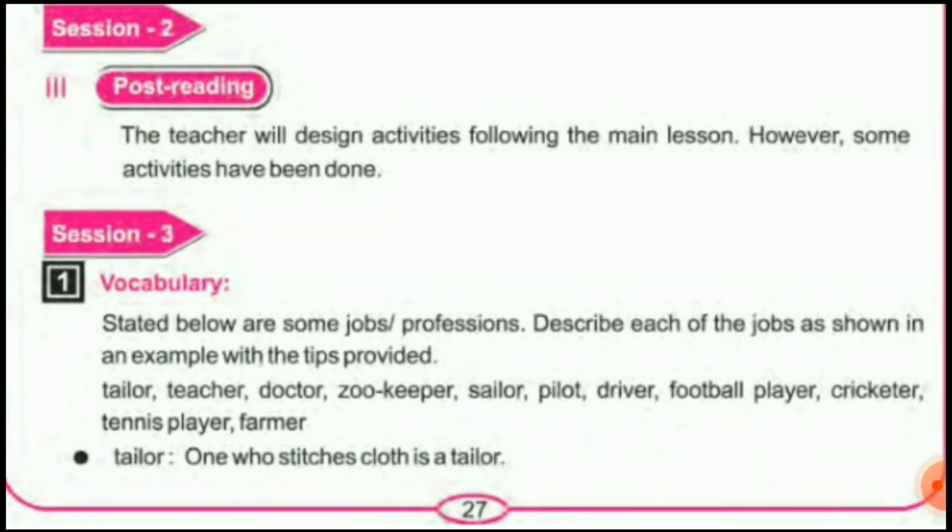Session 3 started. Below are some jobs or professions. Describe each of the jobs as shown in an example with the tips provided.